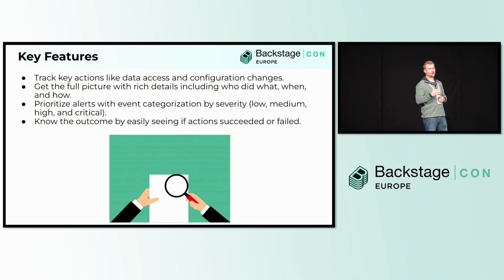Lastly, you can know the outcome by easily seeing if an action succeeded or failed, because there's an audit log that is triggered every single time the API endpoint is accessed. Then whenever the action that endpoint does is completed, right? So that way, let's say there's a permission failure, it'll trigger another fail audit log. Or if it just succeeded, it'll be perfectly fine.